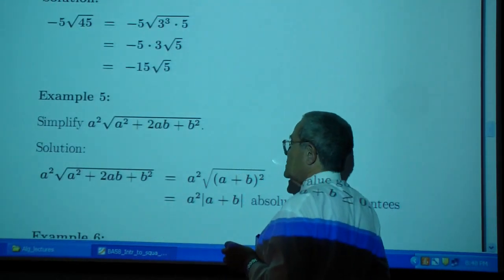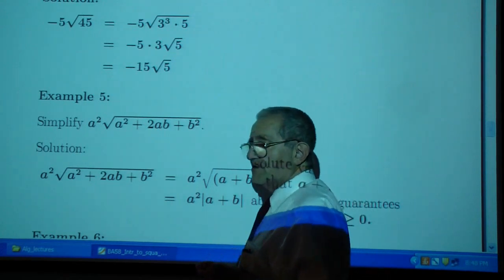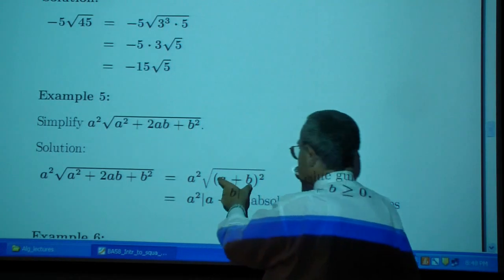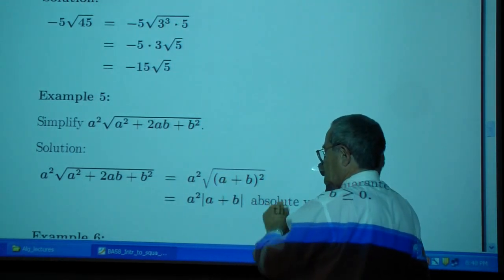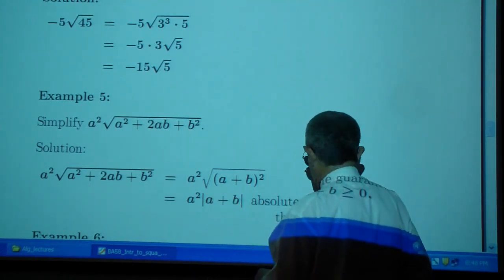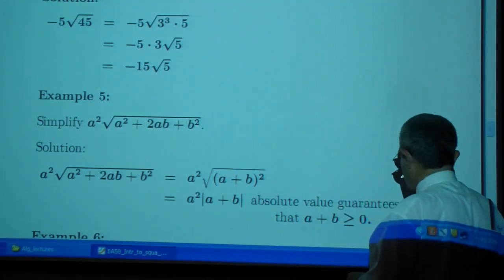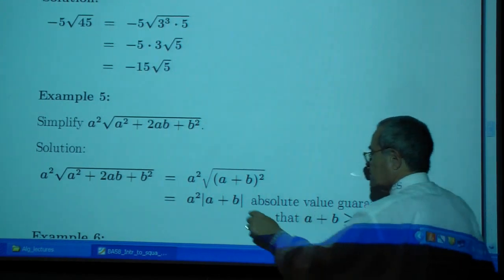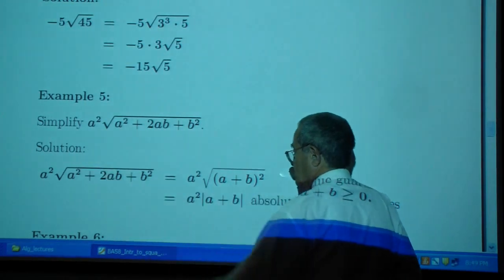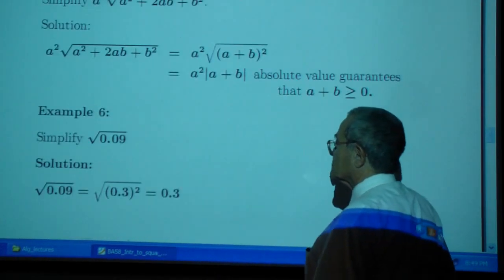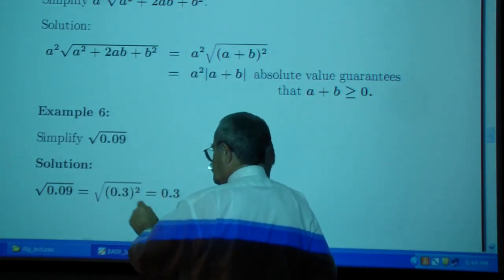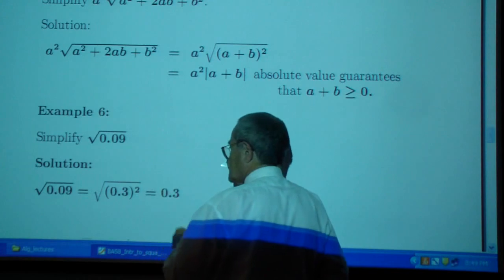Now this one is interesting. If you remember from factoring that a squared plus 2ab plus b squared is a perfect square, then you get a plus b times a plus b, which comes out as a single a plus b. I'll put it in absolute value. Unless I guarantee that this is not negative, then I could keep parentheses. And the a squared, that is outside, so just leave it there. 0.09 is 0.3 squared. Therefore, it comes out as 0.3.